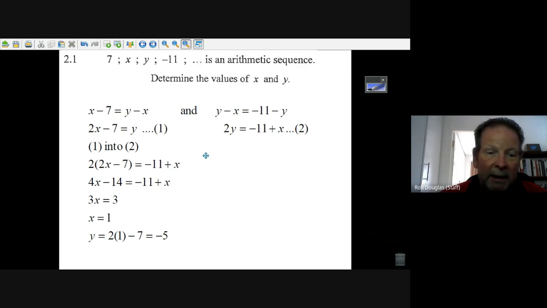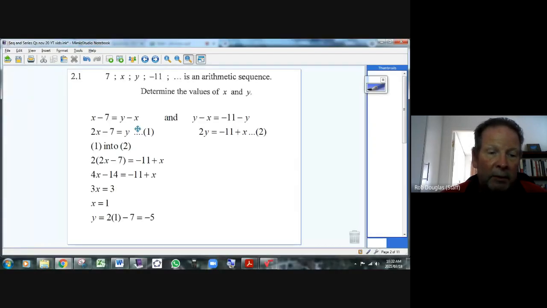And then we can go back in here. We've got an equation that says 2 times 1 minus 7 will give me what y is. y is equal to 2x minus 7. So 2 times 1, we substitute 1 back in for x. 2 times 1 minus 7, that equals negative 5. There's another way to get 1 and minus 5. Okay, so that's the first question done.